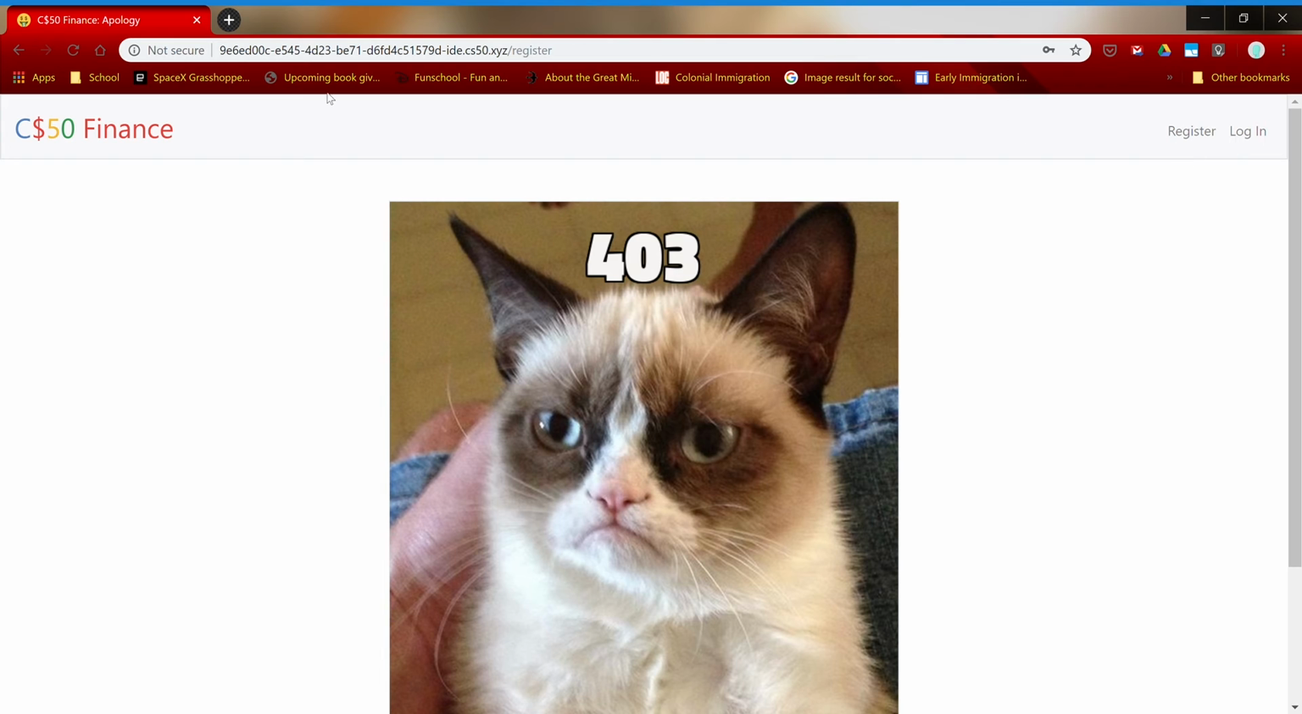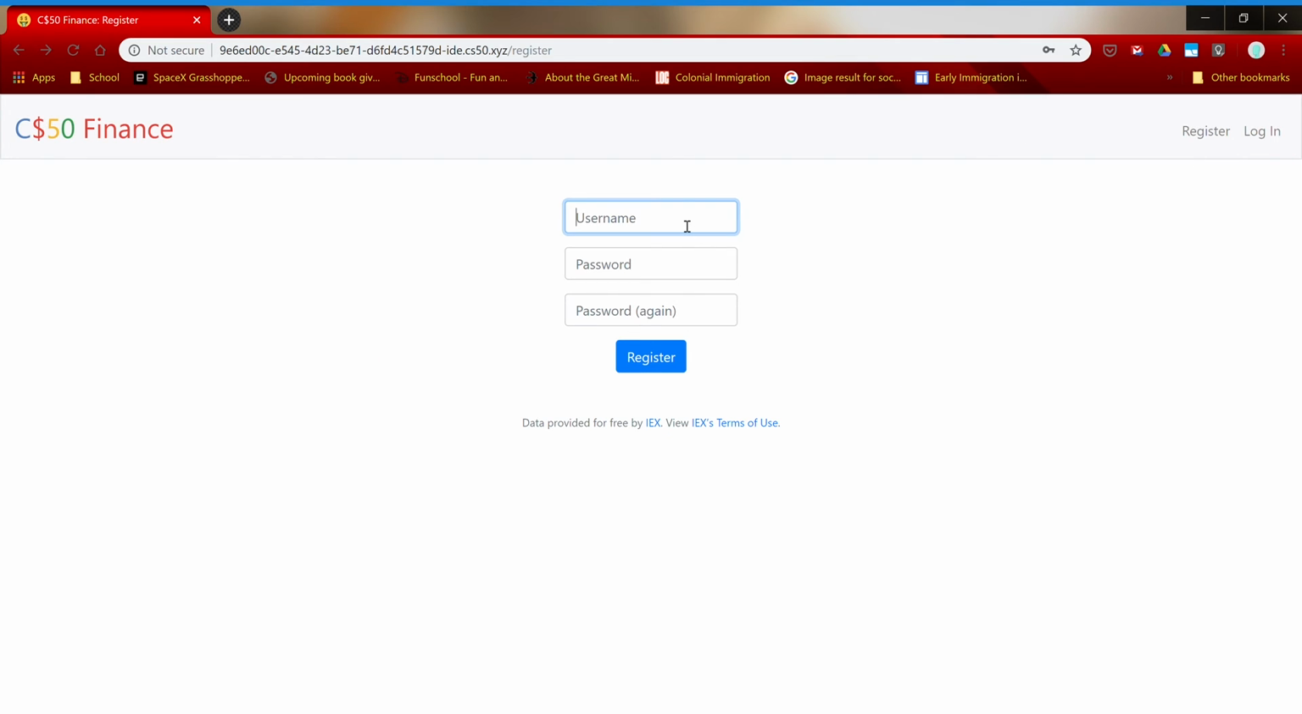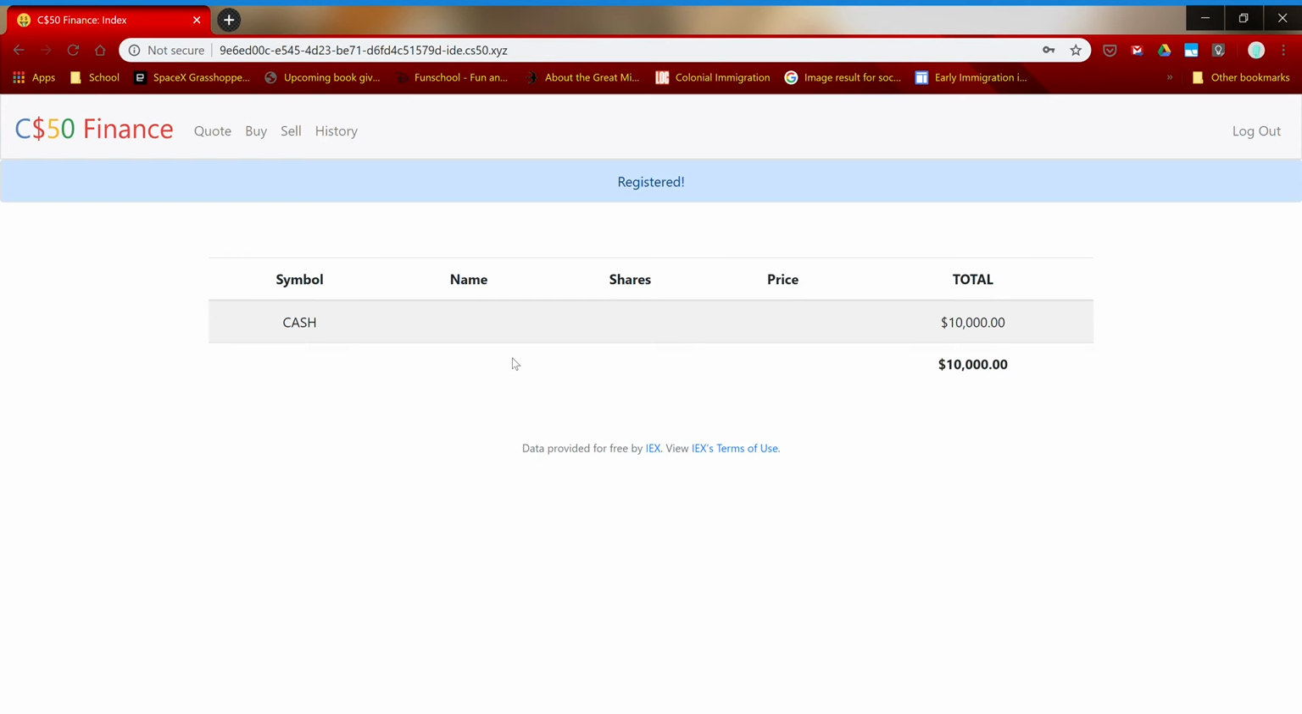To keep it simple for Brian, let's make it something simple. Let's similar. So we can do PA55W0RD, for example. Now, while still not the most secure password, it would definitely make a big difference to someone who is trying to hack into our CS50 Finance. Now, we get a message saying we registered, and we can see we have $10,000 in cash. Who knew CS50 would make you so rich?